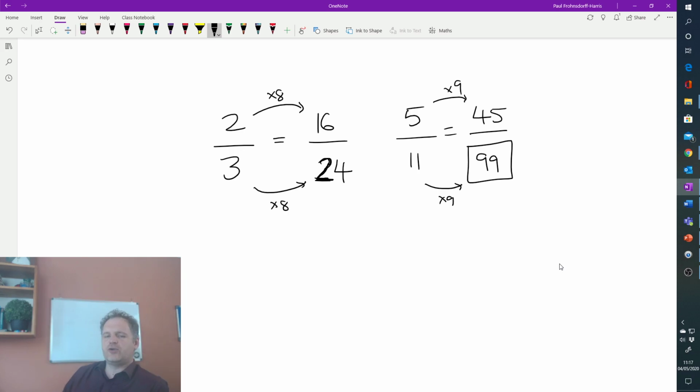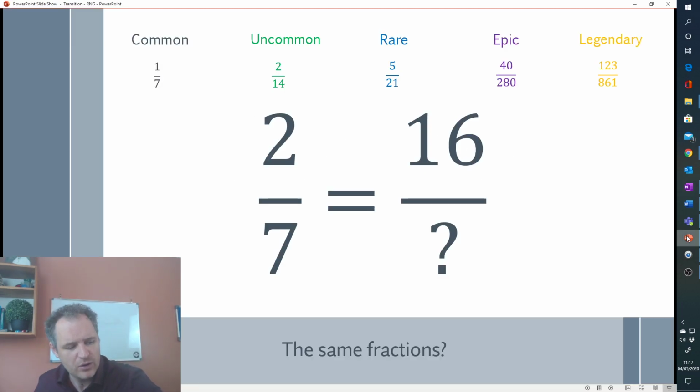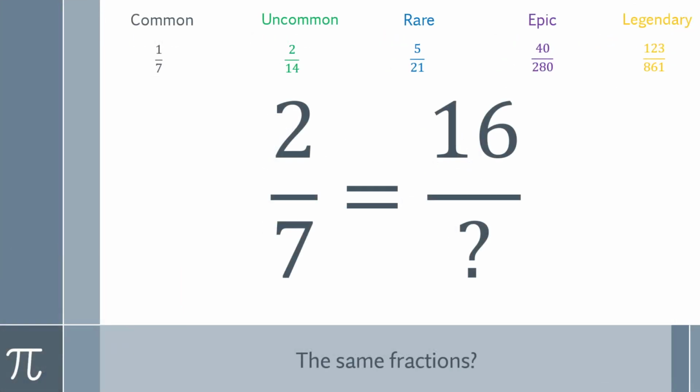Times by 9, 99. There we go. So we got 5 to 45 and 11 goes to 99. So we can hopefully see what Mr. Harris is getting at, that you don't always have to have the question mark in the right hand side even. You can even have them on the left hand side. As long as your arrows work, it can use divide and divide instead of times and times. So you can even have some which have fractions on the left hand side.